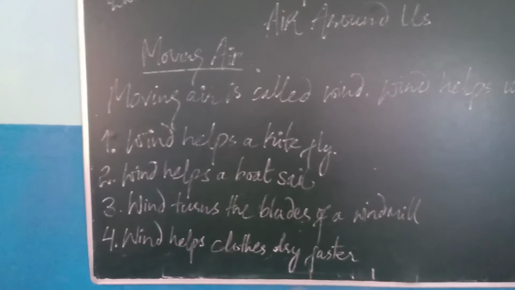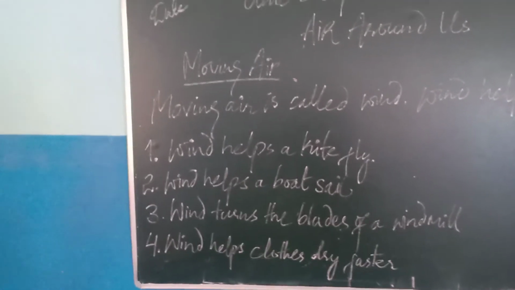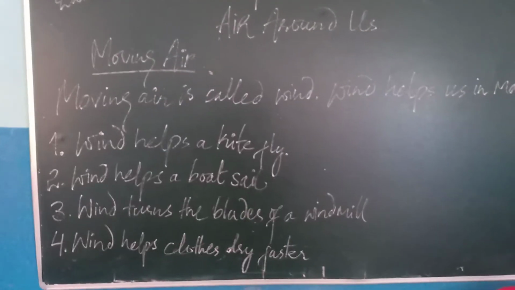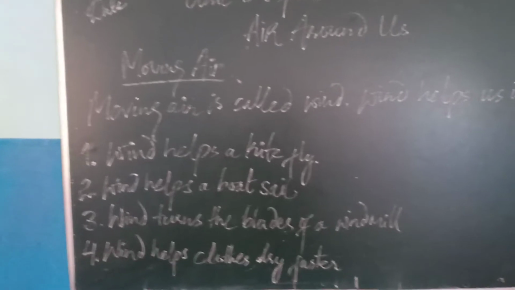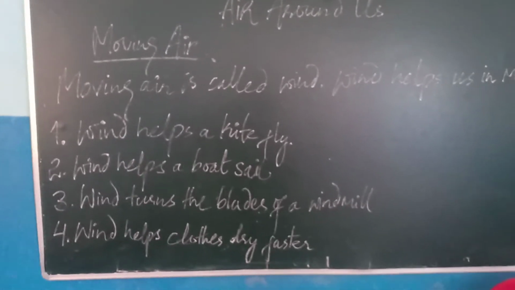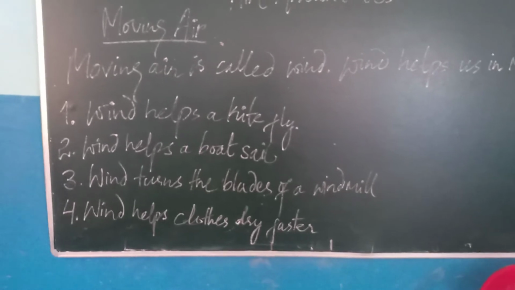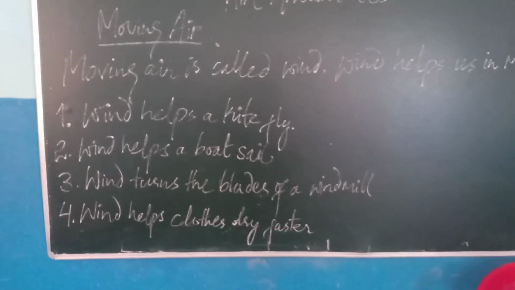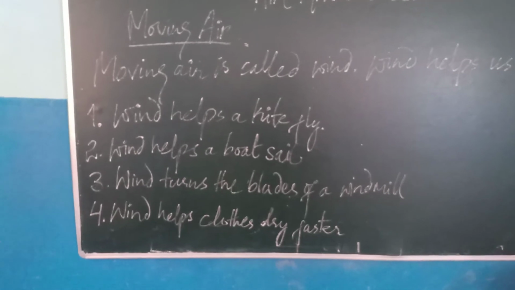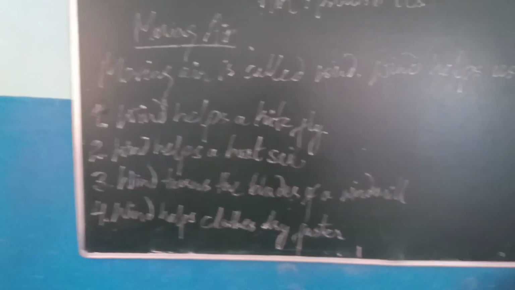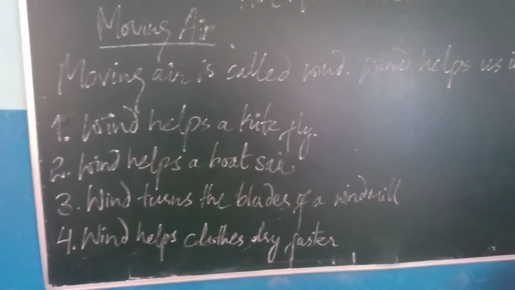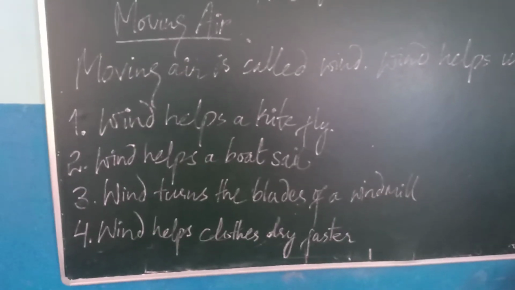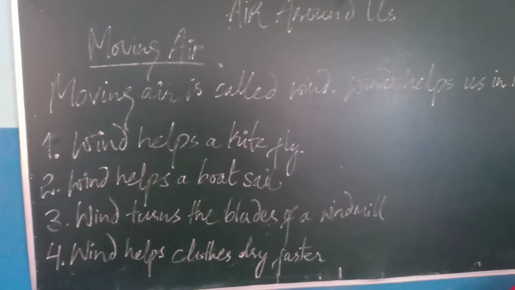Wind helps a kite fly. Whenever you want to fly a kite in the sky, if the weather is good but there is no wind, you cannot fly a kite without the help of wind. Wind also helps a boat sail. The boat sails whenever the wind blows on the upper deck of the boat. So without the wind, the boat cannot sail.